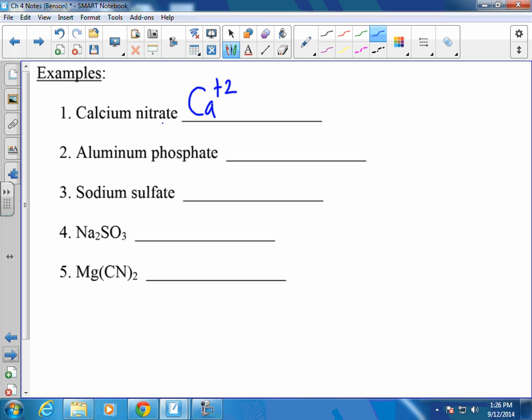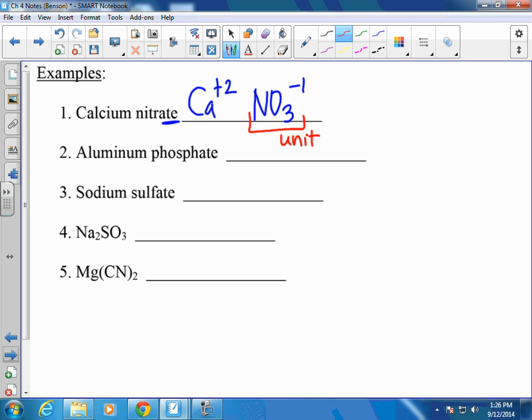Now you're going to look at the -ate column. Find the -ate column on your gold sheet. It's the one on the far right. And you are going to see that it's NO3 with a -1 charge. What this means is that this entire nitrate ion exists with 1 nitrogen and 3 oxygen, and it is a unit. You cannot separate that out. So you've got to keep it as a unit.